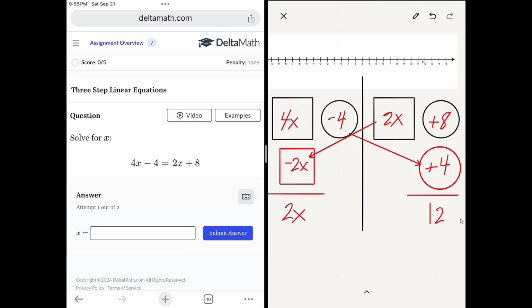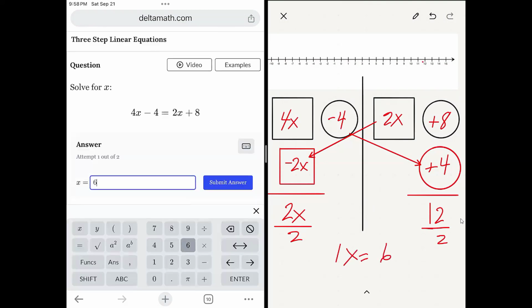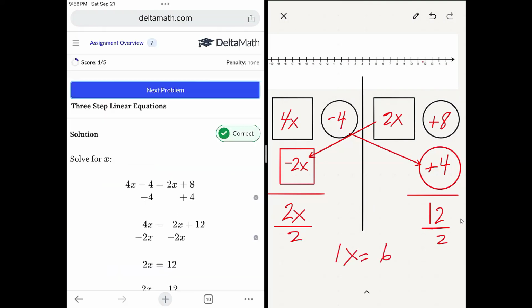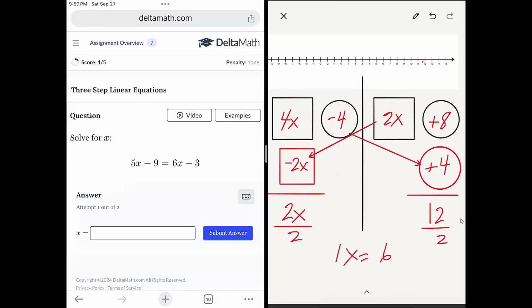Once you get the x's and the numbers on opposite sides, you are going to divide by the coefficient of the variable. And so I've got 1x equals 6. That's our answer. Go here, press 6, submit. Says wonderful job. All right, let's do one more and let's see what we got here.